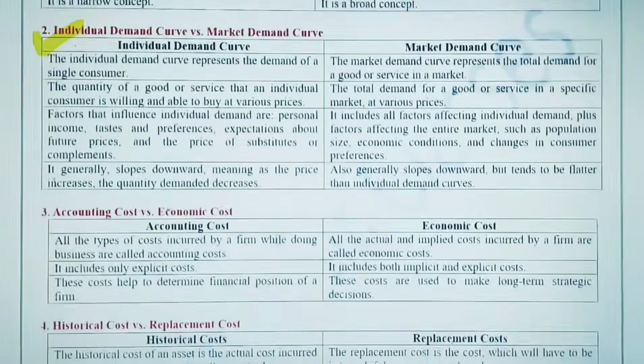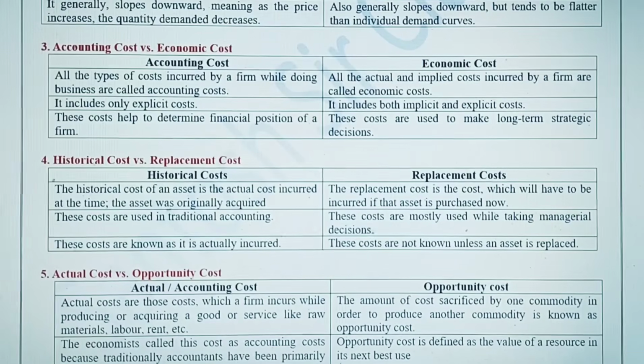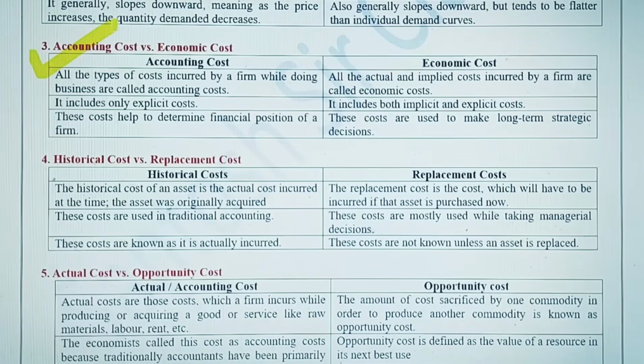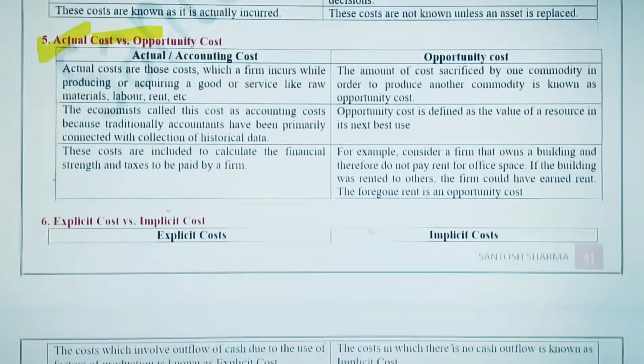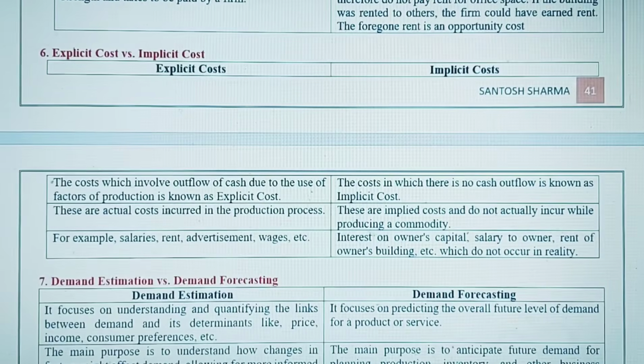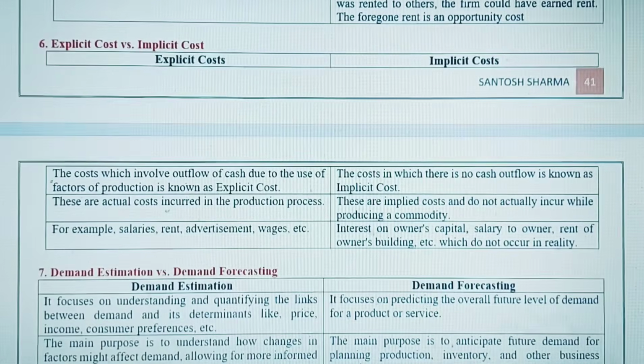Okay, then we have a long list of different types of cost. One of the cost is a must in the exam. I mean, like accounting cost and economic cost, historical cost and replacement cost, actual cost and opportunity cost. This one, in fact, very important one. And few more are there. Explicit cost and implicit cost. Always write this with examples.